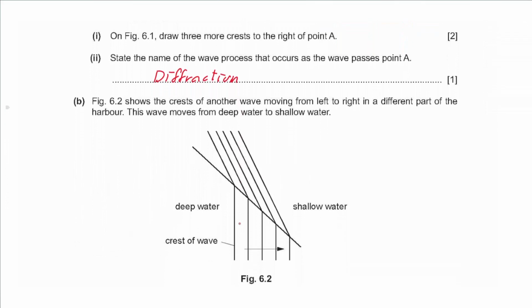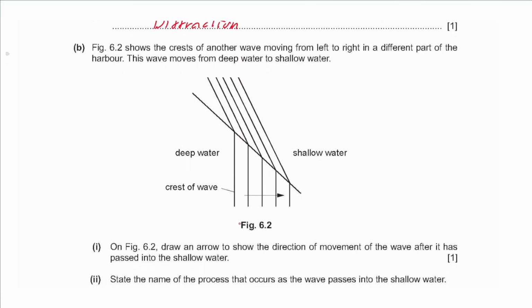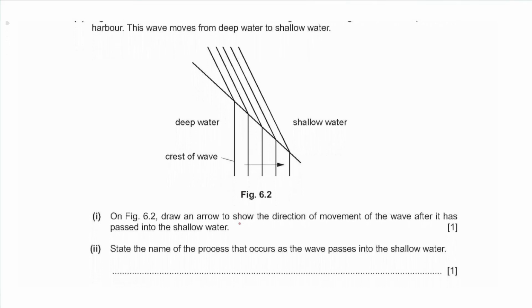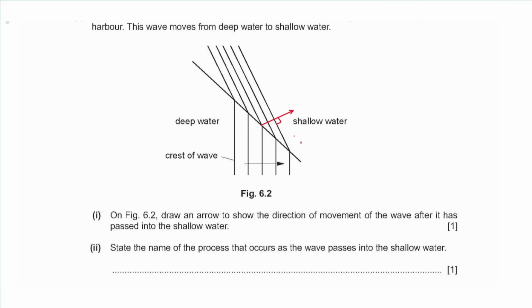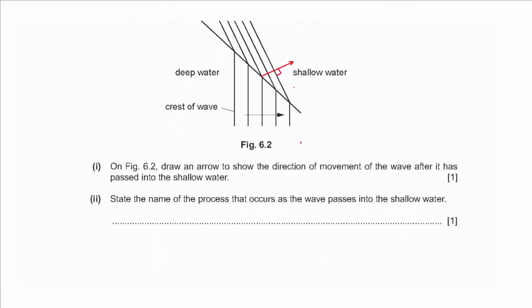Part B says, figure 6.2 shows the crests of another wave moving from left to right in a different part of the harbor. This wave moves from deep water into shallow water. On figure 6.2, draw an arrow to show the direction of movement of the wave after it has passed into the shallow water. The direction is always perpendicular to the wavefronts, so this is the direction, 90 degrees on the wavefronts. So this angle is 90. Part ii says, state the name of the process that occurs as the waves pass into the shallow water. So from medium to medium and changing speed, that is called refraction of waves.